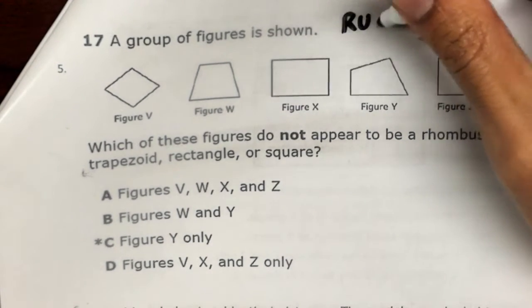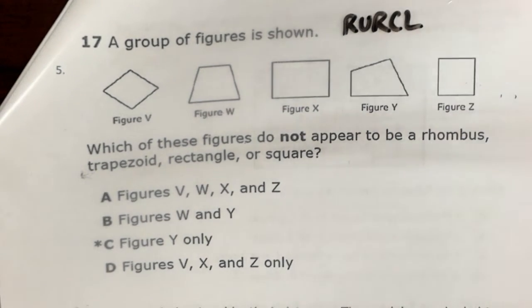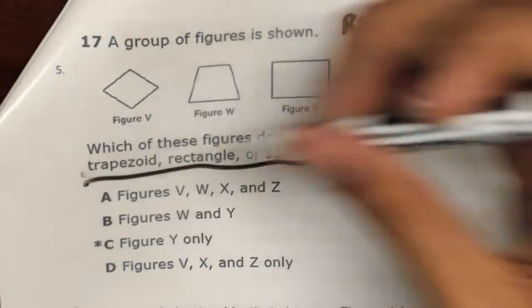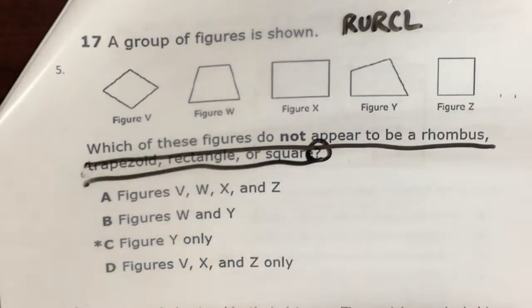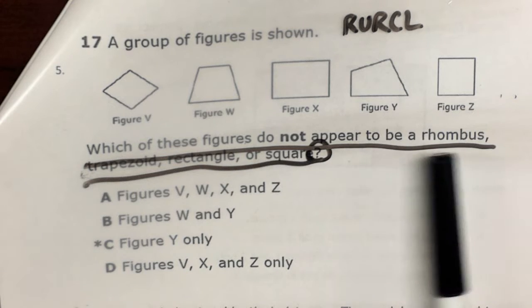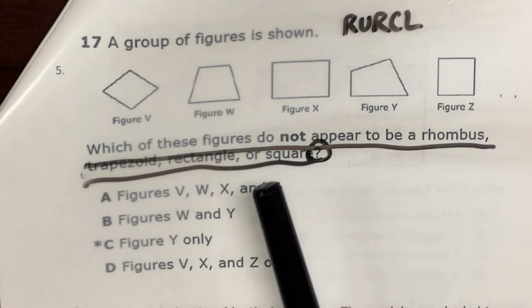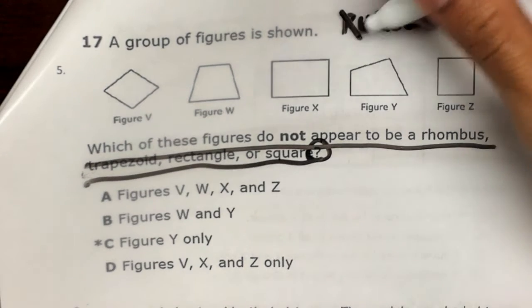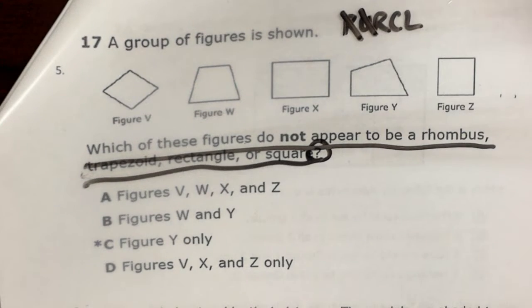Let's start with, are you reading closely and looking? Let's circle the question mark and go back to the beginning of the sentence. It says, which of these figures do not appear to be a rhombus, trapezoid, rectangle, or square? Let's cross out the R and the U and let's read the details.